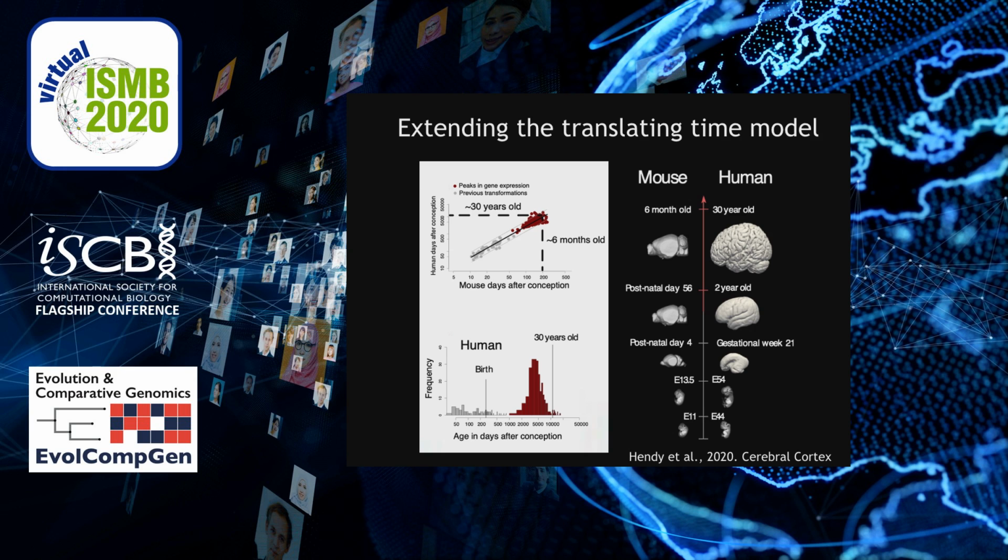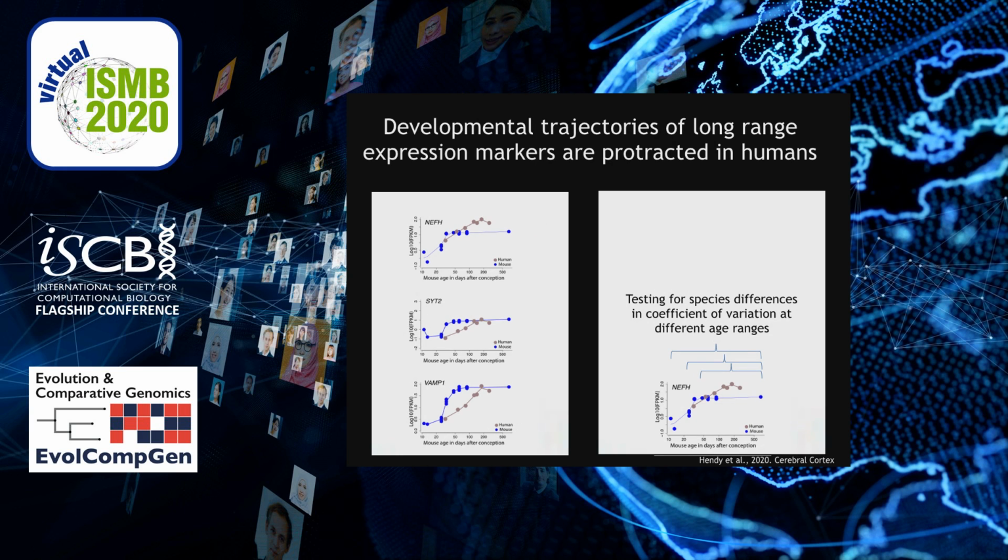So we were really interested in understanding how development of pathway maturation might deviate in humans compared with mice. We were really interested in looking at the temporal trajectories of 19 genes that are used as long-range markers. Here are three of these genes, NEFH, SITE2, VAMP1, and the normalized expression in humans in beige and mice in blue is plotted against a common developmental timeline shown here for mouse age expressed in days after conception. And it seems like the temporal trajectories of these genes in humans appear protracted compared with mice.